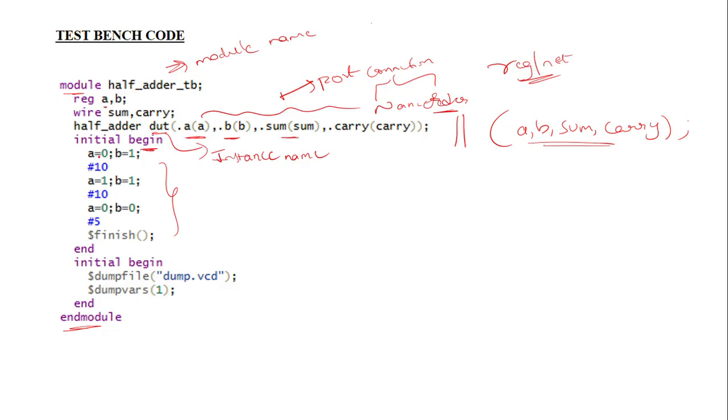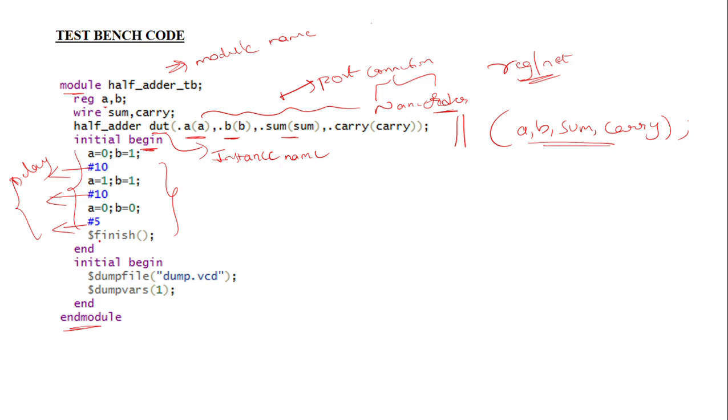So in begin, in this initial block, you can give some different combinations, and you have to verify them on the output side. Here I take the 0 1 combination, the 1 1 combination, and the 0 0 combination. I already said these #10 and #10 #5 are the delays. So after any change in the input, if you want to give some time to change the values, you can simply use these delays.